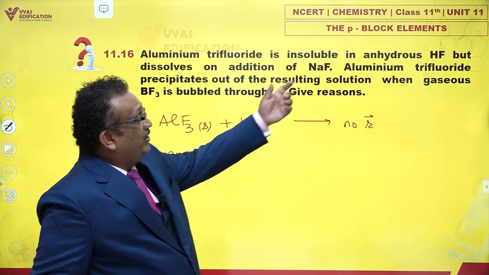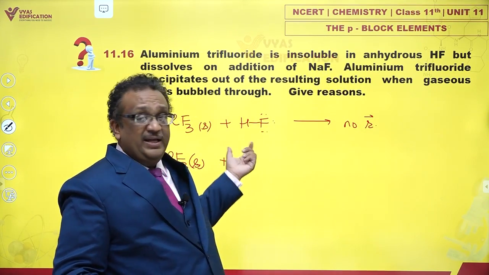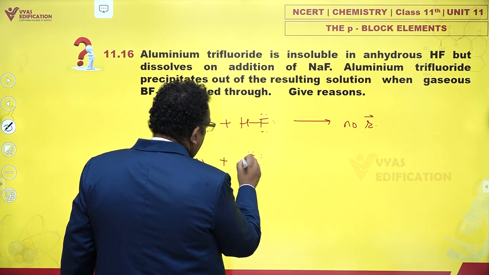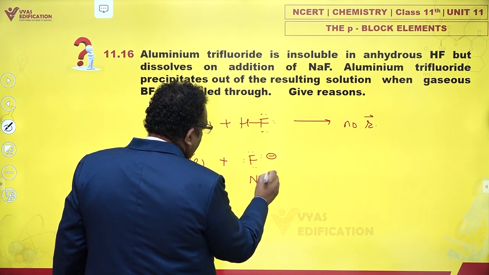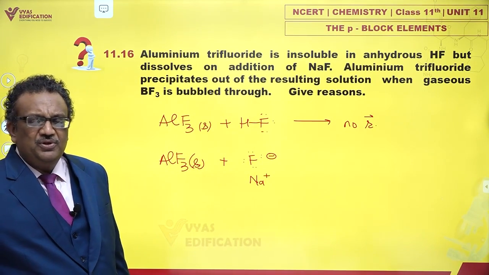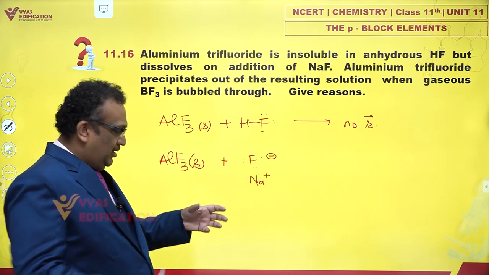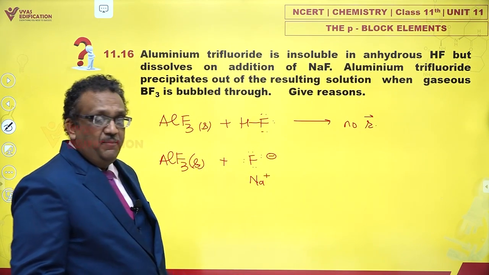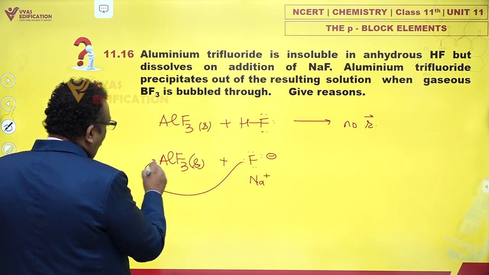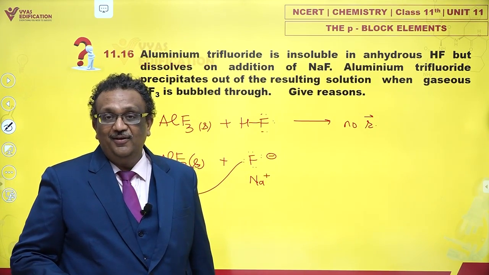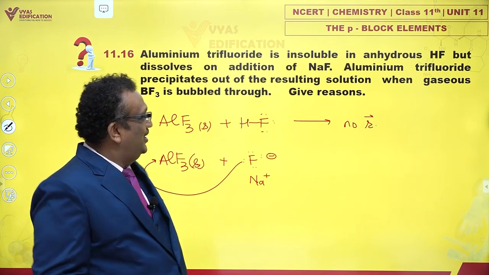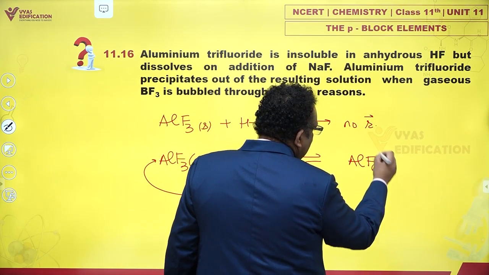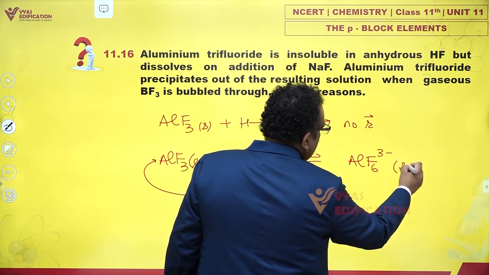please note, when you're talking about anhydrous HF, that means HF is covalent, it is not dissociated. But in case you're having sodium fluoride, NaF, can you appreciate that this sodium fluoride has sodium ions and fluoride ions separate, obviously. There are cations and anions. And this F minus can always donate a lone pair of electrons to AlF3. Is that possible? Why not? And actually, you would get something very lovely. You will get AlF6 3 minus in solution.